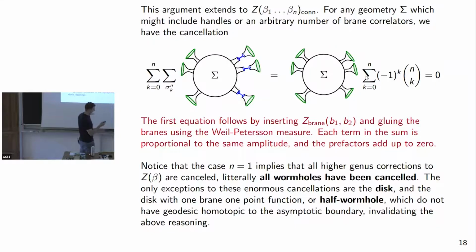But in fact, you don't even need this sort of binomial expansion. You can also just look locally at one boundary. I can add this guy with a guy with the same number of brains on the other boundaries, but with no brain here. And those guys already cancel.